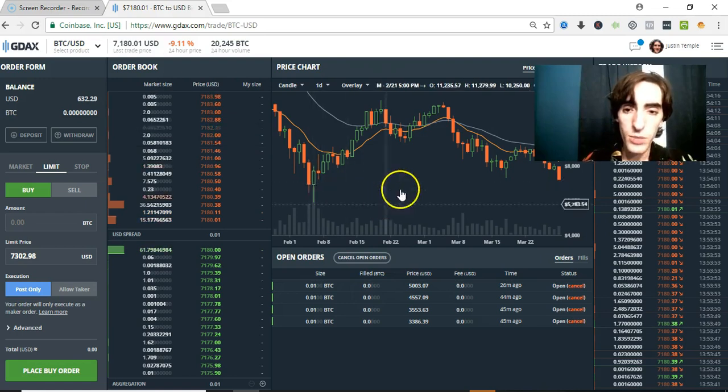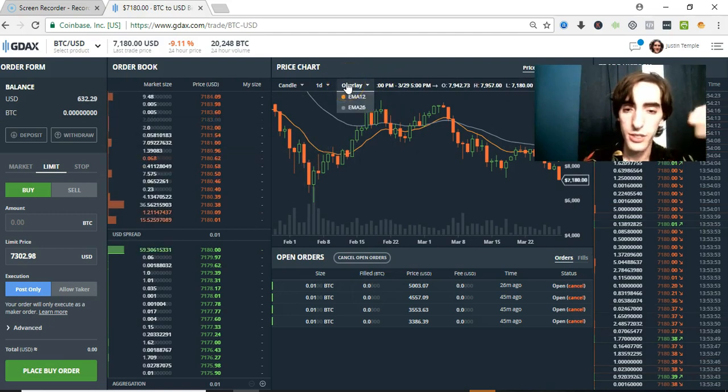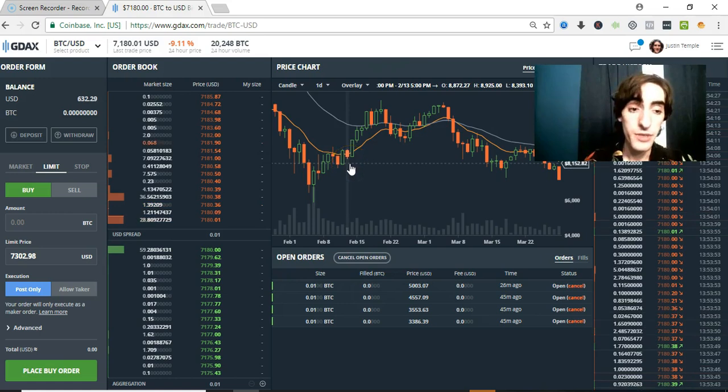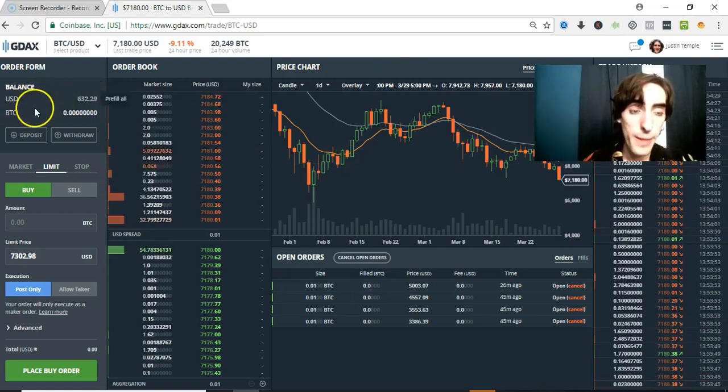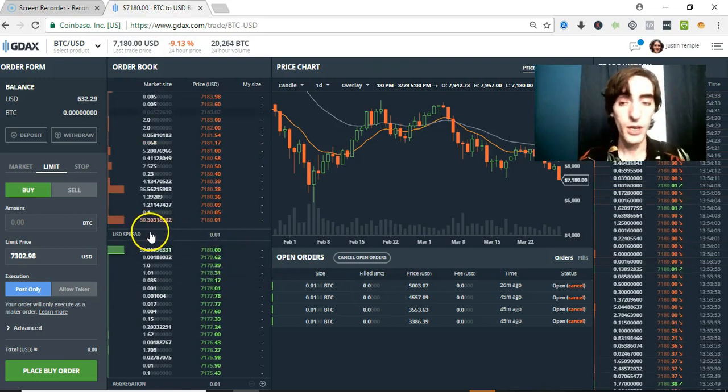But basically on GDAX, without looking into TradingView and all these other things, which I'll teach you at freecryptouniversity.com, I'll teach you how to buy and sell without having to stress about it.